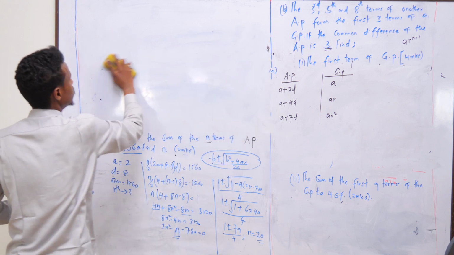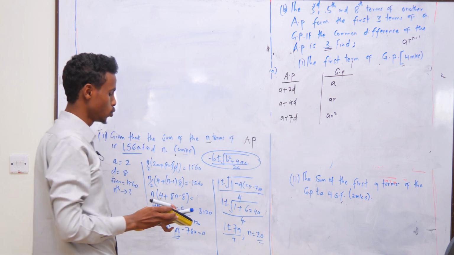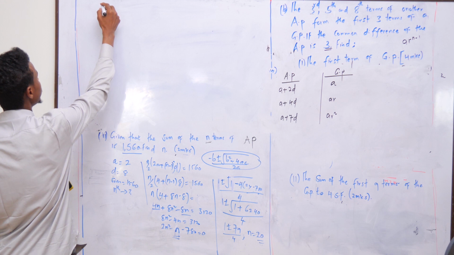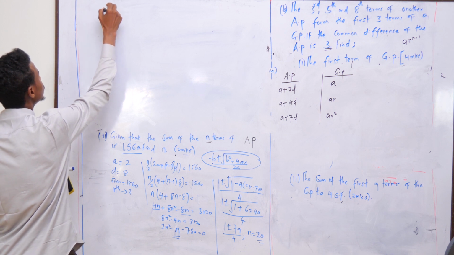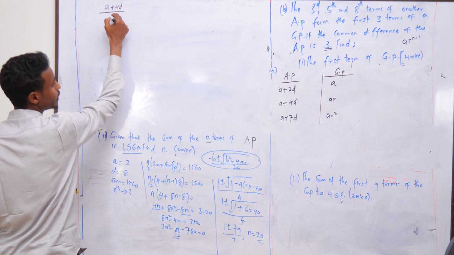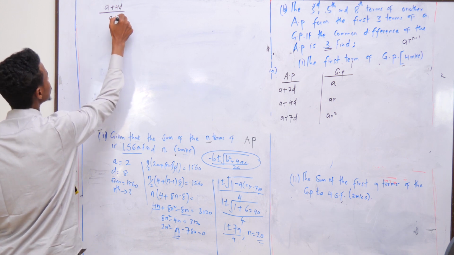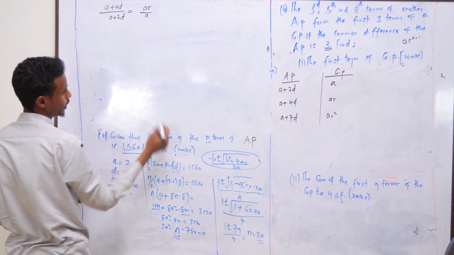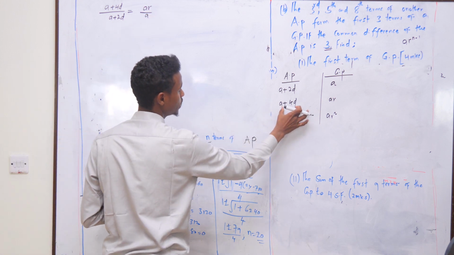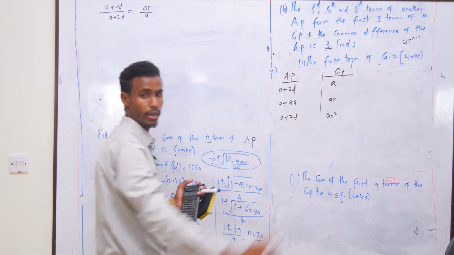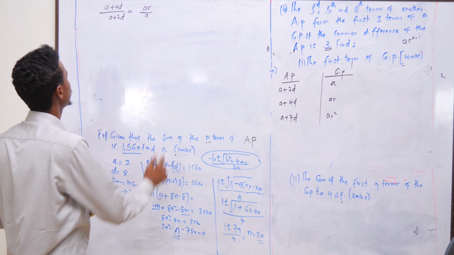Now we can see an AP, A plus 2D is equaling that. Now class, if we divide, we say A plus 4D divided by A plus 2D shall be equal to AR over A. This one, A plus 4D divided by A plus 2D will be equal to AR divided by A. Very simple. Now this is equation 1.